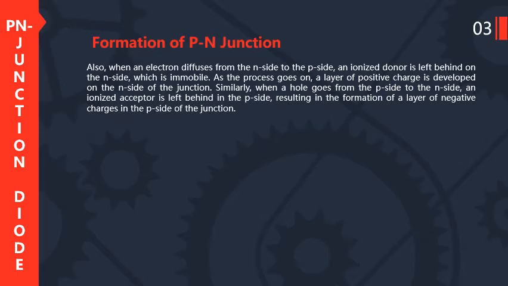Continue with the formation of PN junction diode. Also, when an electron diffused from the n side to the p side, an ionized donor is left behind on the n side, which is immobile. As the process goes on, a layer of positive charge is developed on the n side of the junction. Similarly, when a hole goes from the p side to the n side, an ionized acceptor is left behind in the p side, resulting in the formation of a layer of negative charge in the p side of the junction.